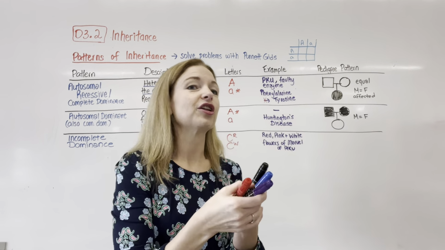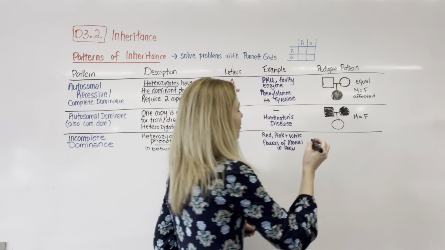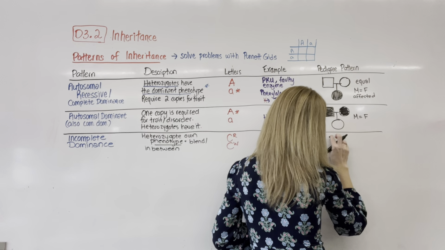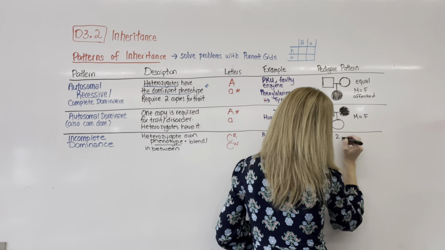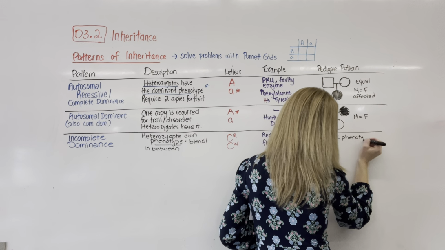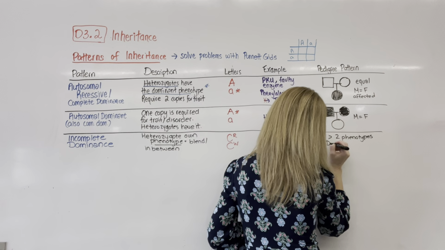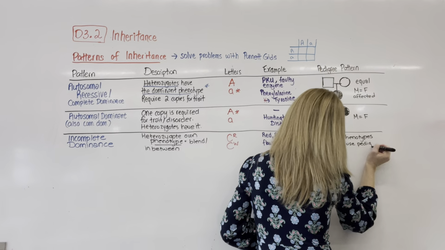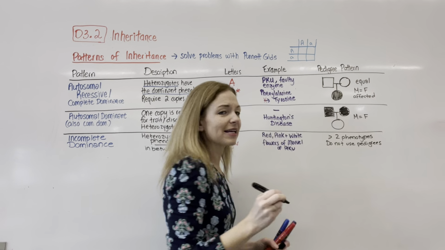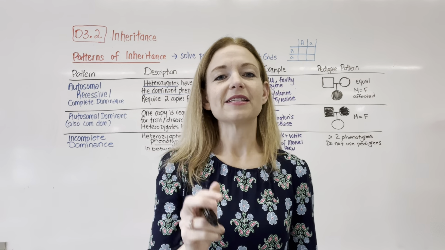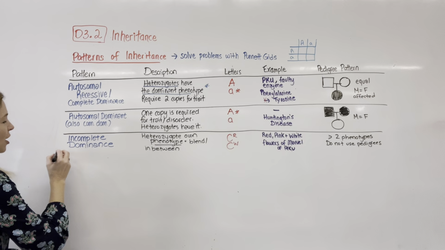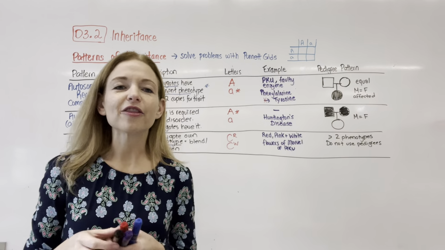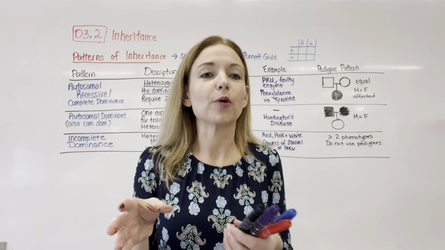So we actually generally do not use pedigrees for more than 2 phenotypes. So when we have greater than 2 phenotypes, we generally do not use pedigrees. Again, you can, but you wouldn't be getting them on a test because the pedigrees we've taught you are to distinguish between 2 phenotypes.